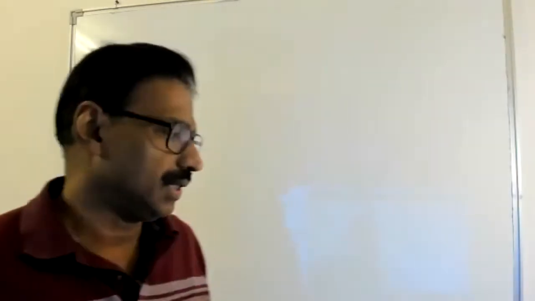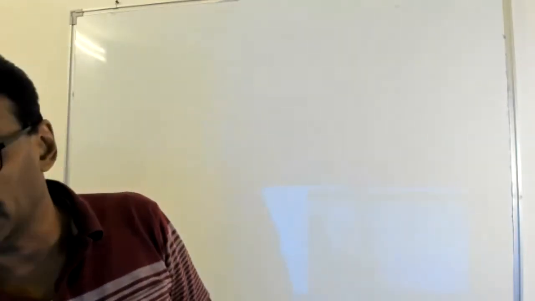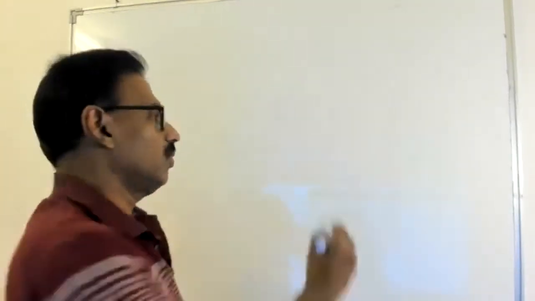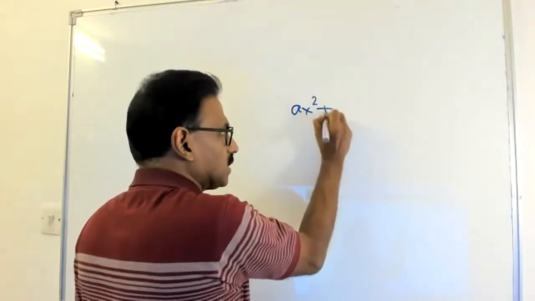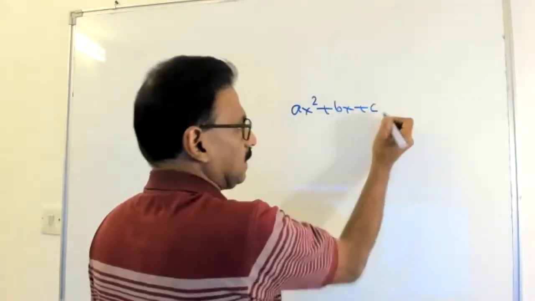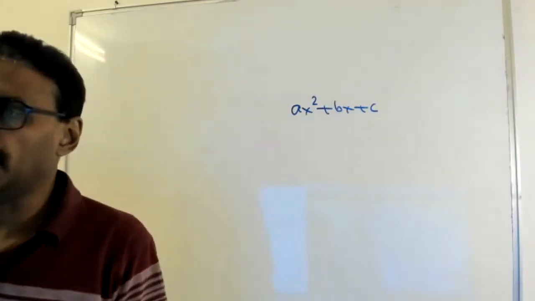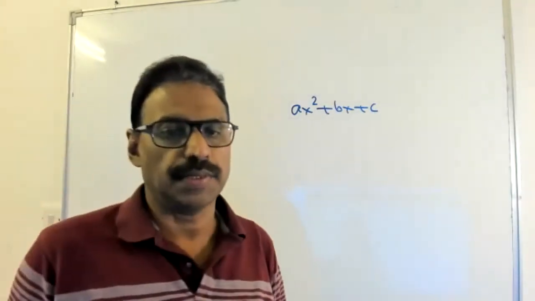Okay. Now this chapter mainly deals with quadratic polynomials. So the main thing is, you know, the general form is ax square plus bx plus c. This is the general form. ax square plus bx plus c.